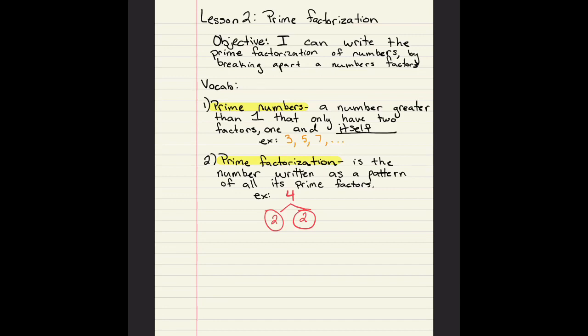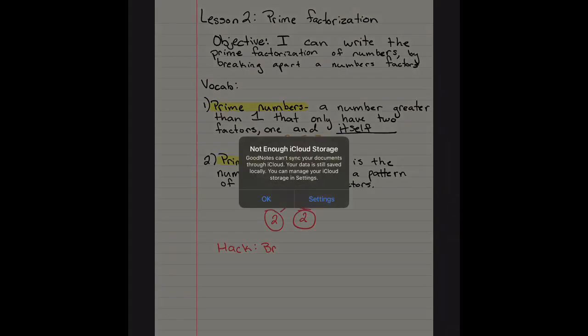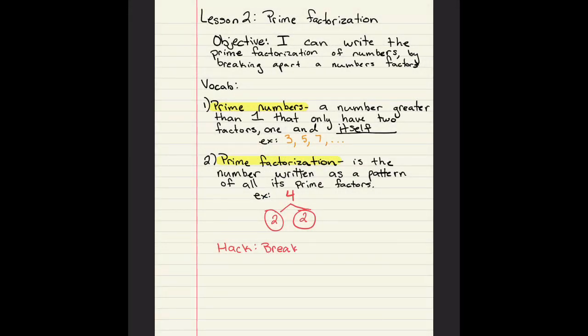So we're going to get more into that right now. I'm going to give you this little hack so you understand what we're doing. We're breaking down a number into its prime factors. So this is just a simpler way of saying it. This is our hack. We're just breaking apart a number into its prime factors.